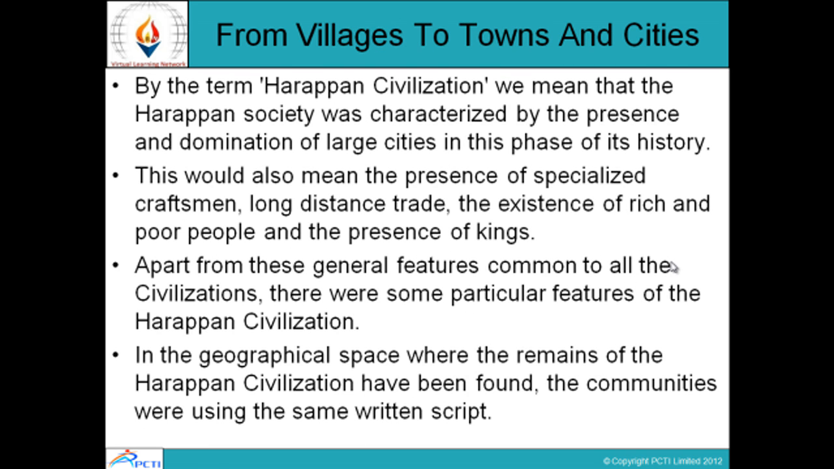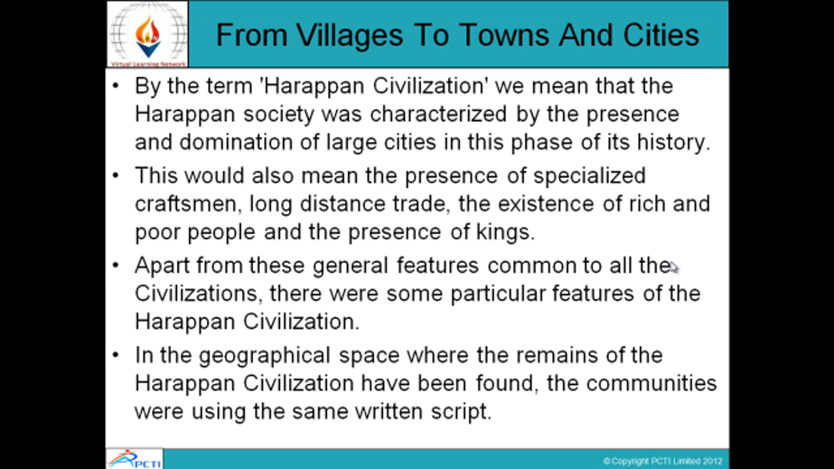From villages to towns and cities. By the term Harappan civilization, we mean that the Harappan society was characterized by the presence and domination of large cities in this phase of its history.